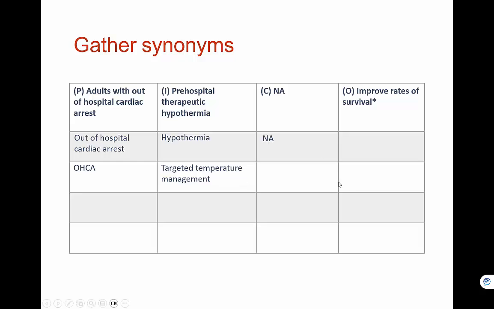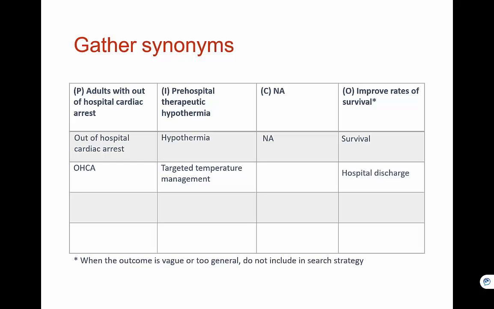In this case, we have no comparison, so we'll leave that one blank. And our outcome is to improve rates of survival. So sometimes you will have an outcome that is vague or general, and then you may not include it in your search. In this case, we can go ahead and add the term survival and maybe even hospital discharge to see if we can find some good articles. But just remember that even though you will always have your P and your I, and if there is a C, you need to put those terms in your search, you sometimes can leave out the outcome depending on what it is.